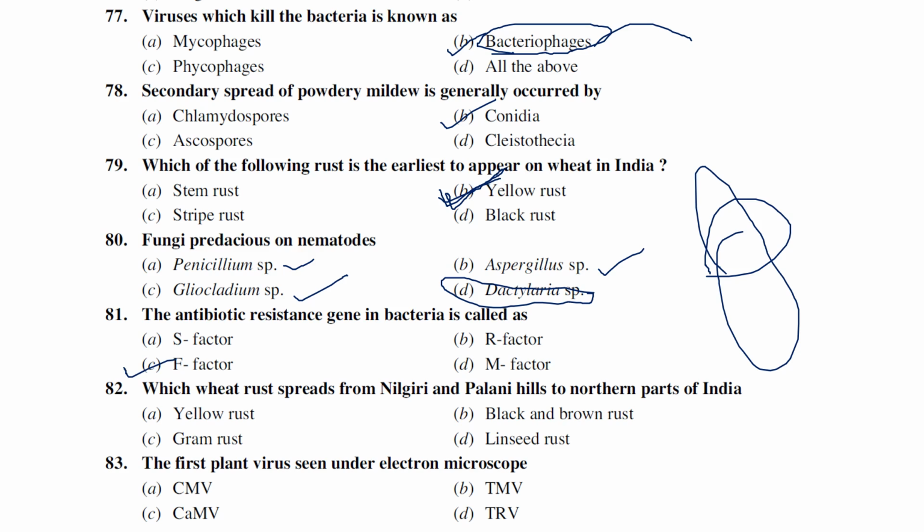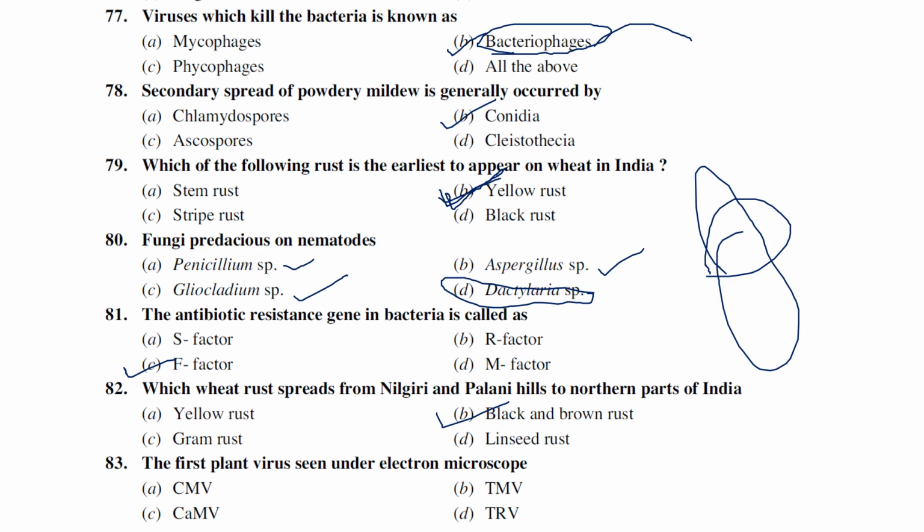Which wheat rust spreads from Nilgiri and Palni hills to North India? Generally black rust, that is black stem rust, is believed to spread from the Nilgiri and Palni hills to North India. So this inoculum is believed to be coming from the Nilgiri and Palni hills.